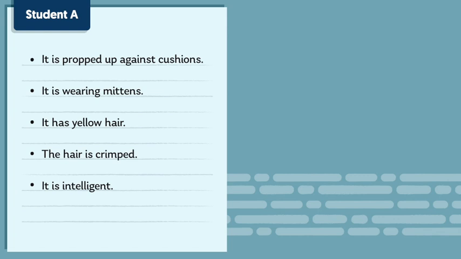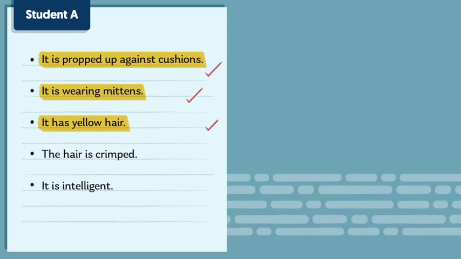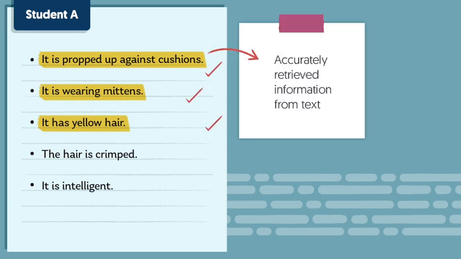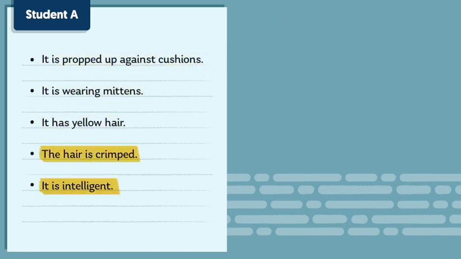This student has attempted to make 5 points, but they'd only be awarded 3 out of the possible 5 marks. Let's look at why. The first 3 points, it is propped up against cushions, it is wearing mittens, and it has yellow hair, would each be awarded a mark, because the student has accurately retrieved this information from the text. It's the last 2 points, the hair is crimped and it is intelligent, that they wouldn't get the marks for.